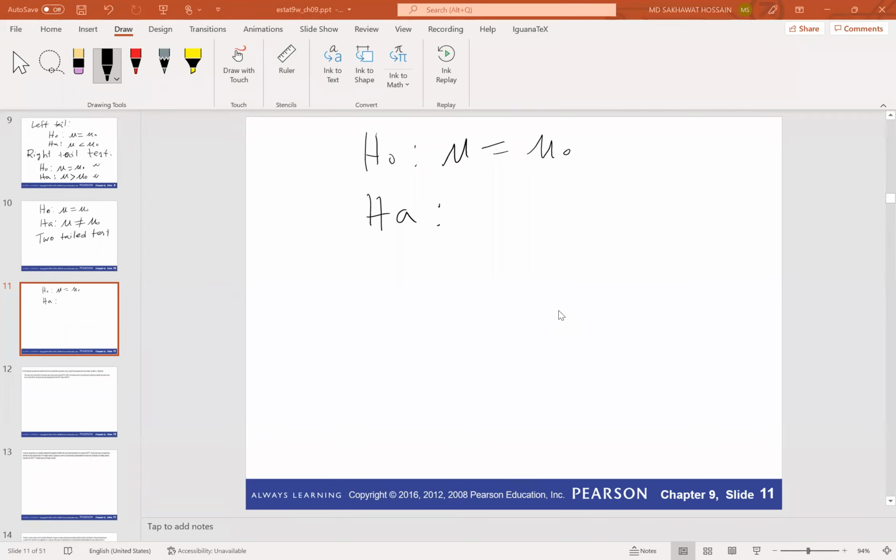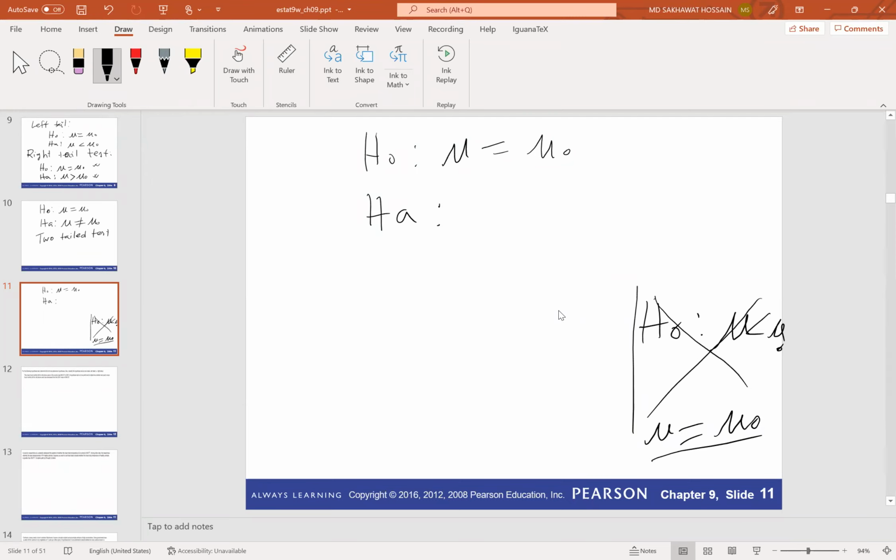Actually, there is also a composite null hypothesis, but we are not going to cover it in this class. It is also possible that the null hypothesis could be mu less than mu0, but we are not going to cover this one in this course. In this course, we will always consider mu is equal to mu0. If you have this type of null hypothesis, it is called a composite null hypothesis, but we're not going to cover it here.